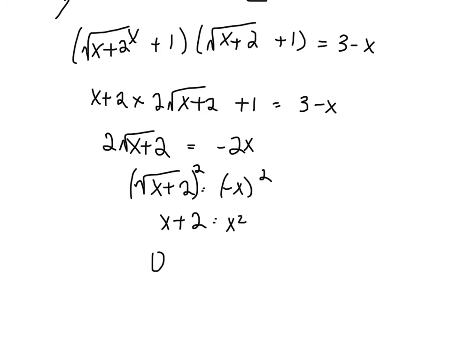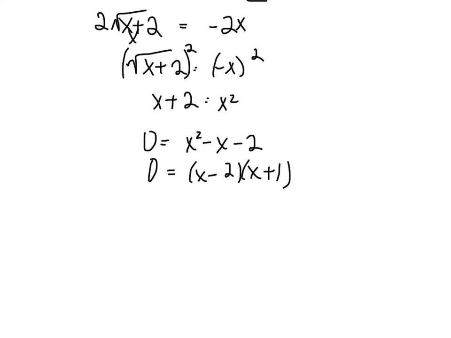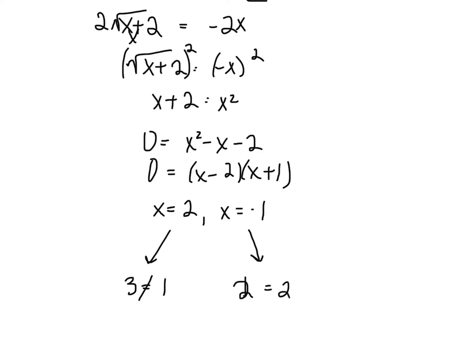We want to get everything on one side, so next we have x squared minus x minus 2. This gives us the zeros of x minus 2 times x plus 1. Then we have two solutions, x equals 2 and x equals negative 1. And then we're going to check these. When we plug in 2, we get 3 equals 1. This is not true, it's not a solution. When we plug in negative 1, we have 2 equals 2. This is a solution. So x equals negative 1.